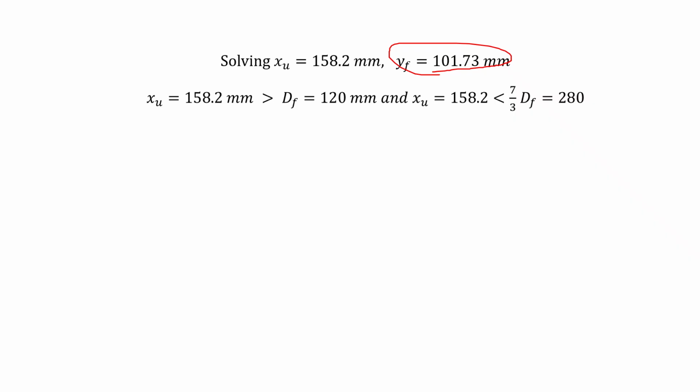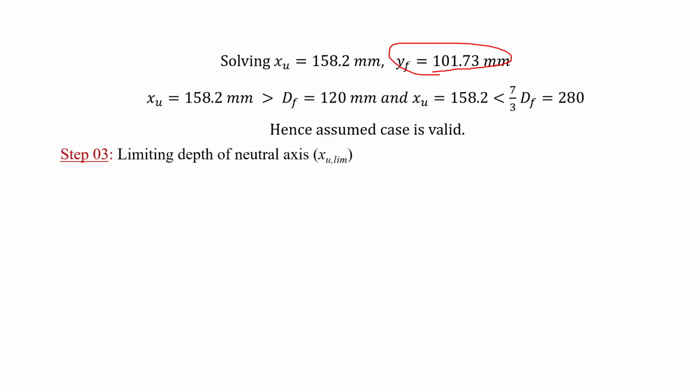Now, if you see xu is greater than depth of flange, that is 120 mm, and along with that, whatever xu we got, that is less than 7 over 3 Df, which is nothing but 280 mm. So whatever assumption we have considered, it's valid. So we can derive or find out the moment of resistance as per the case 2.